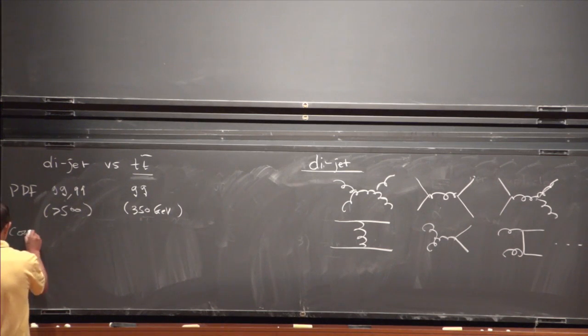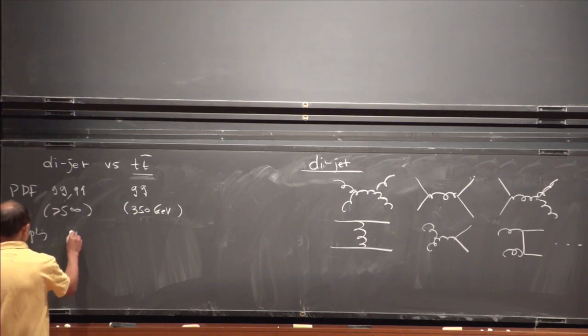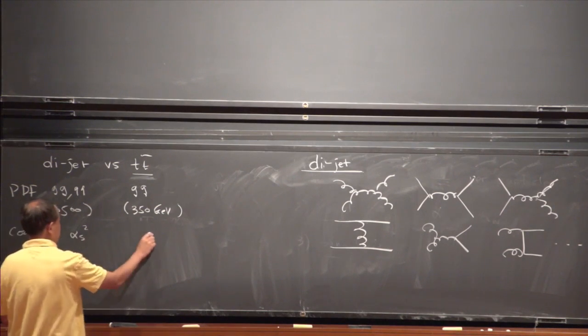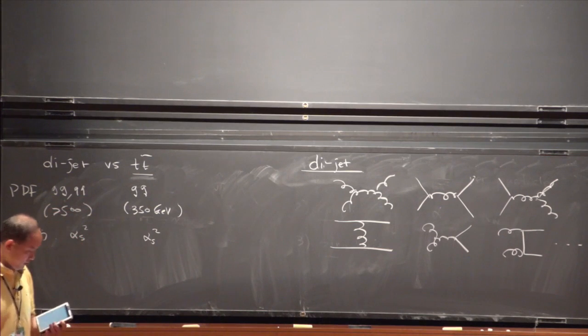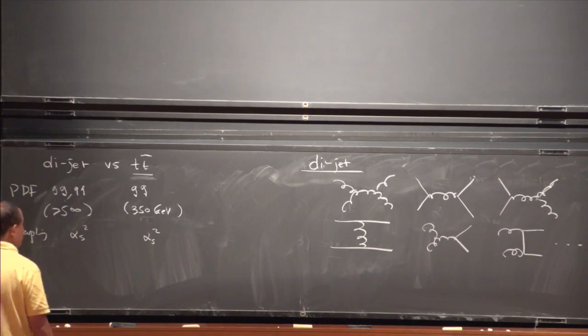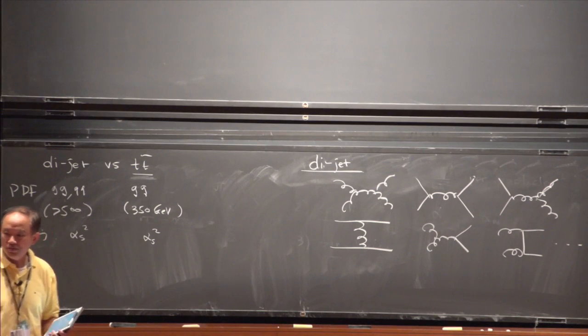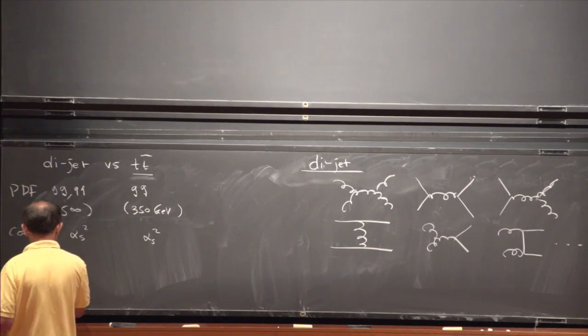And the coupling is alpha s squared here, and this is also alpha s squared, basically. Both of them are similar, and both of them are 2-to-2, so there's no additional phase space.